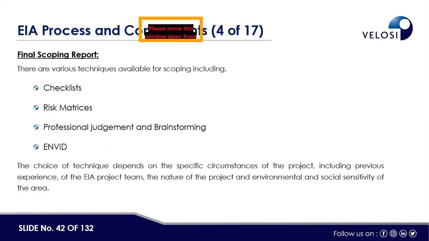Then this was only the preliminary scoping report, and then there will be the final scoping report that will be carried out on the basis of the checklist, that is based on the risk matrices, professional judgment, and brainstorming, and then ENVID. For all these, the ENVID workshop we will explain in our later slides, but on the basis of these four we have to compile the final scoping report, and this final scoping report will also determine what we have to consider in the main environmental impact assessment report. Sometimes in other regions, in other countries, we call it terms of reference as well, TORs. So it varies from country to country. In some countries we call it a scoping report, and in some countries we call it terms of reference, which is basically binding, or we have to fix the scope of work that we have to cover in the environmental impact assessment.